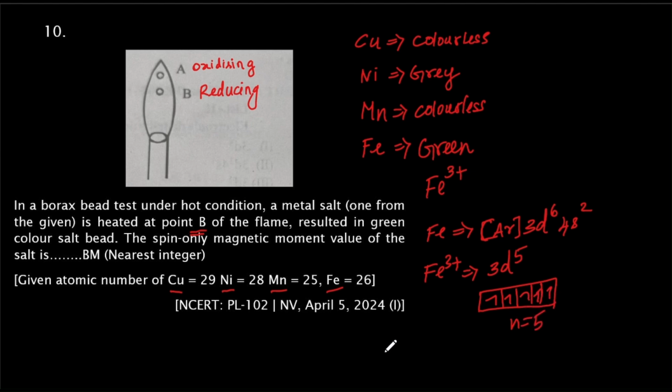The spin only magnetic moment formula is mu equal to root of n into n plus 2. So root of 5 into 5 plus 2, which is 7. We already saw this. The answer will come as 5.92. So the near integer is 6. So the answer is 6 BM.